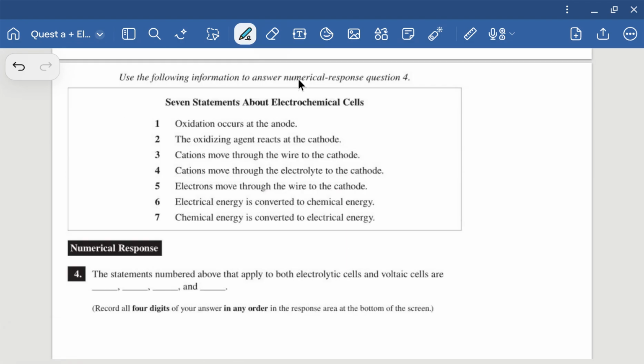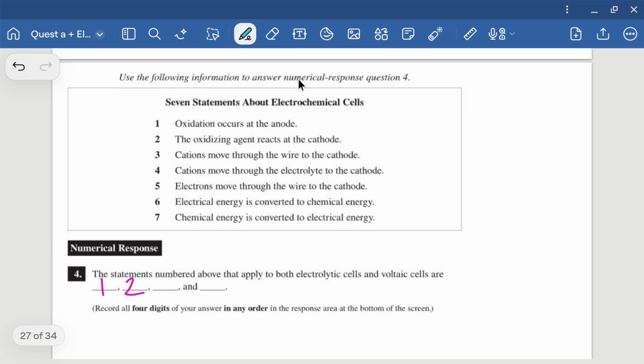This one is comparing electrolytic to voltaic. So going through, it's asking which one applies to both. So number 1, oxidation occurs at the anode. That happens in both. Number 2, oxidizing agents react at the cathode. Your oxidizing agent is what undergoes reduction, and that definitely does happen at the cathode.